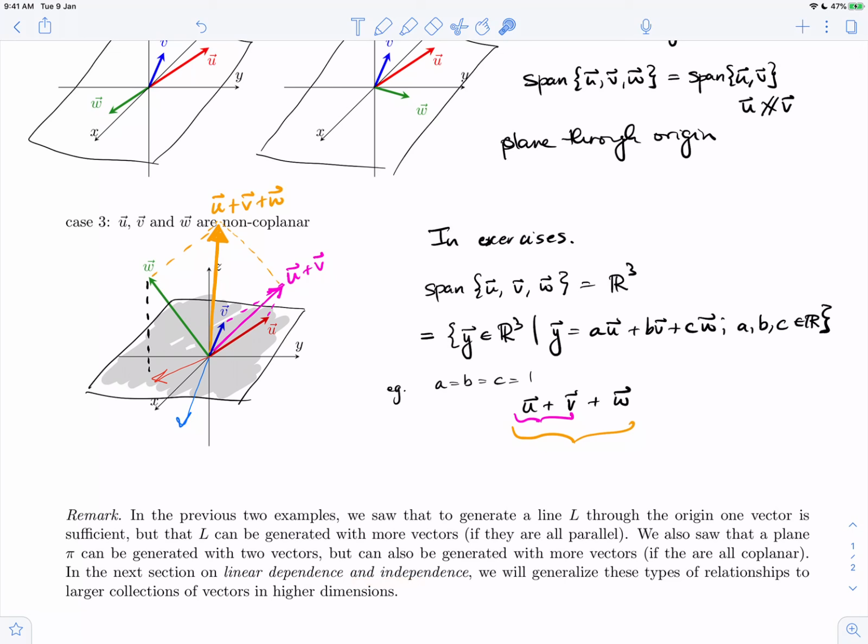And we're going to look at that not in the next video, but in the next section, in section 7.3. So we're going to generalize these types of relationships to larger collections of vectors in higher dimensions, in dimensions that are not just the three-dimensional world or three-dimensional space that we live in.